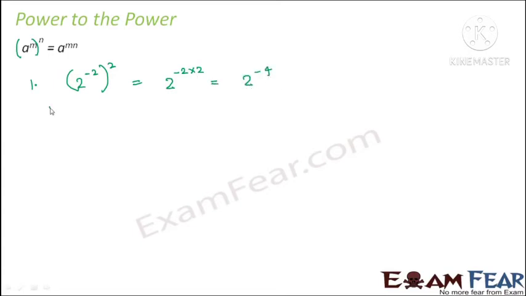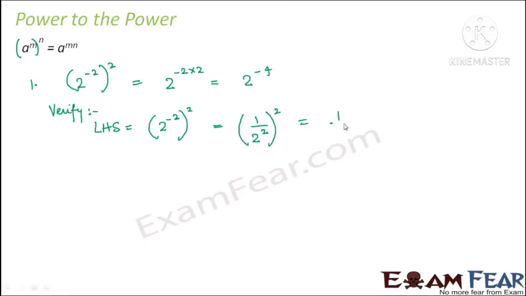But let's try to verify this. So how do we verify? On the left hand side, we have (2^-2)^2. So let's find the value of this. 2^-2 is nothing but 1 by 2^2, whole square, right? So this is 1 by (2 into 2), that is 4, to the power 2. So this is 1 by 16.